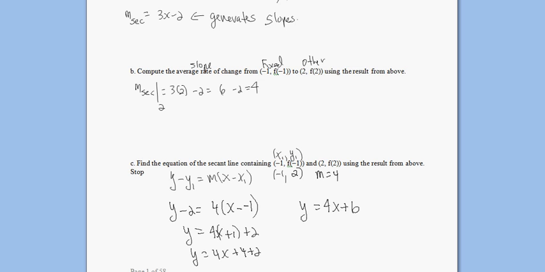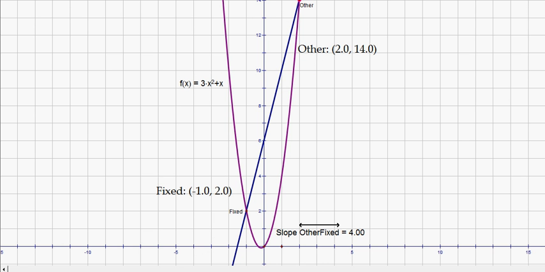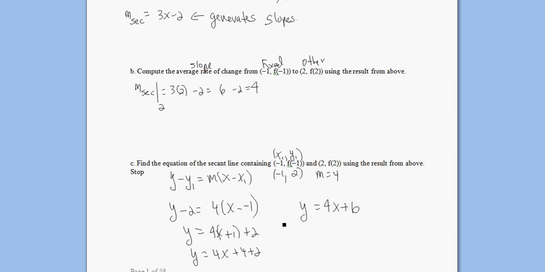So let's take a look back at the graph. And here is the equation of our secant line. So notice that this is a line going through the other point and the fixed point. The equation of that line is 4x plus 6. So that is the equation of this secant line right here. And we got the same thing right here, 4x plus 6.